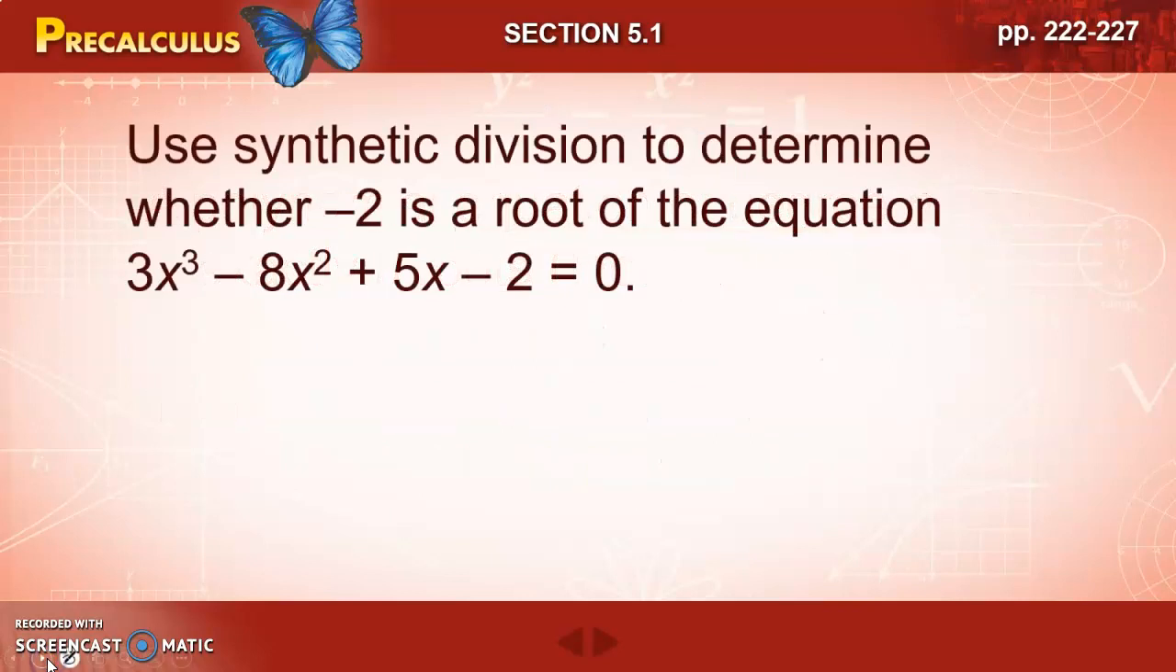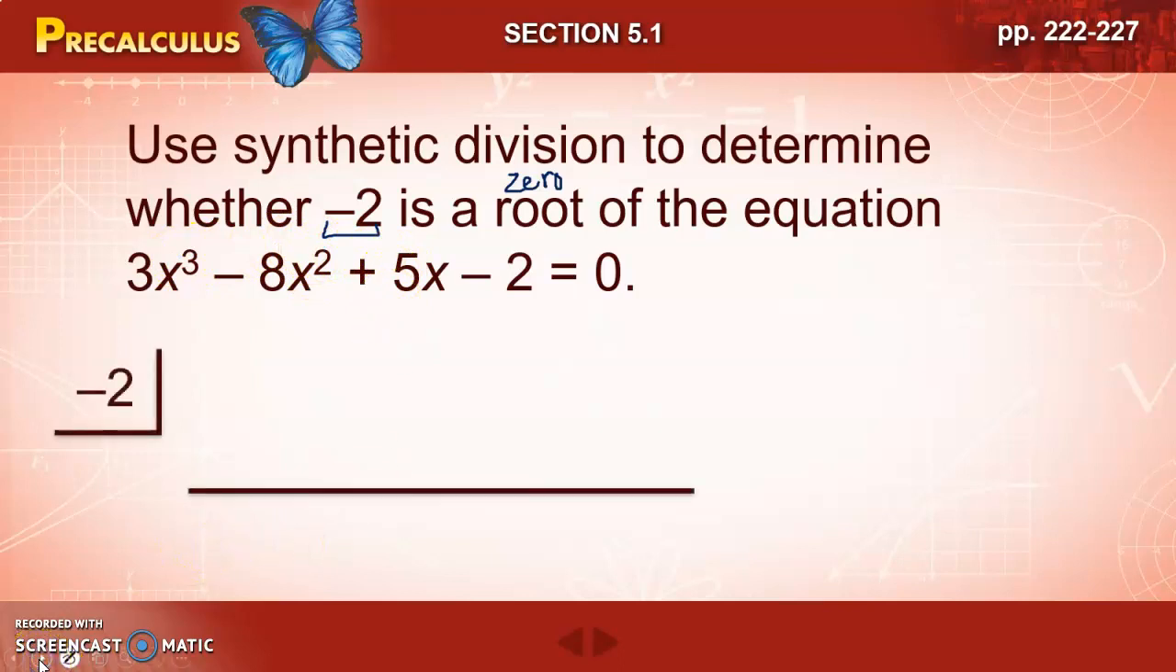So let's talk about how to use the factor theorem and the remainder theorem. So we're going to use synthetic division to determine whether -2 is a root, also called a 0, of the equation 3x cubed minus 8x squared plus 5x minus 2.